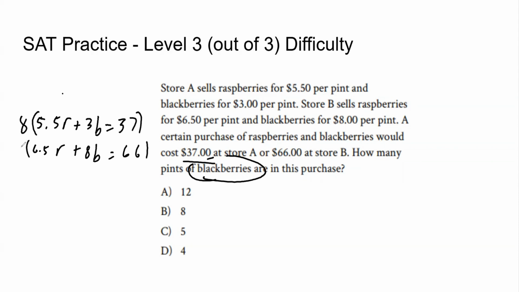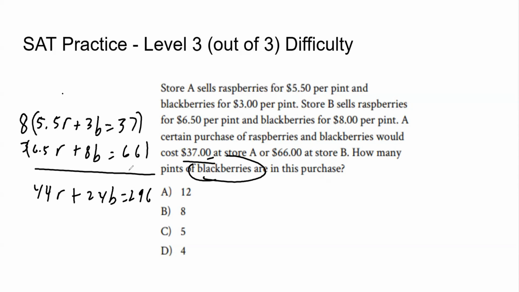You could go directly and solve for the blackberries, but to me, it's just going to more issues, but you could. Now I'm going to multiply this top equation by 8, and I'll show you what happens. Using a calculator, 8 times 5.5R is 44R, plus 8 times 3B is 24B, equals 8 times 37, which is 296.